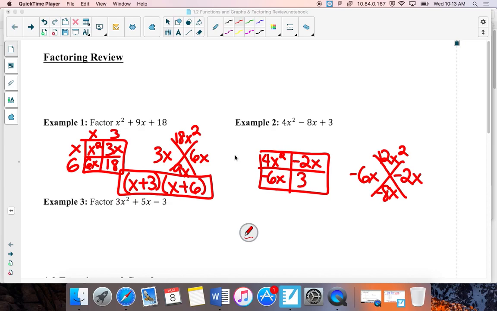Now we want to see what we have in common between 4x squared and 6x. So that would be a 2x, and we want to keep our first term positive. And then what do we have in common between negative 2x and 3? There isn't anything, but if you notice we have two negatives, so we'll pull out a negative 1. And then here we can pull out another 2x, but then this would be a negative 3. And so our factors would be 2x minus 1 times 2x minus 3.